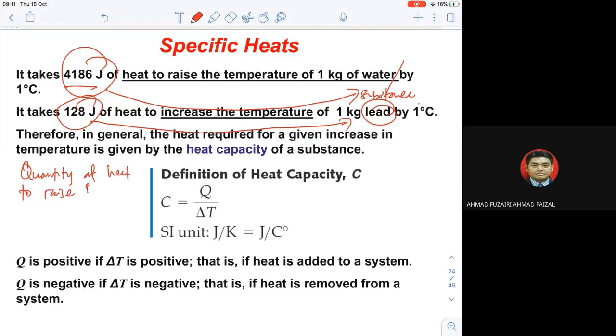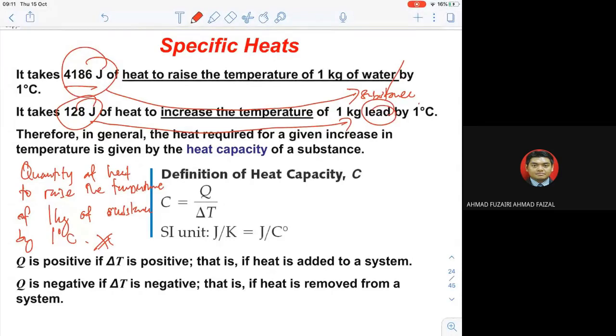to raise the temperature of 1 kilogram of substance by 1 degree Celsius. A quantity of heat required to raise the temperature of 1 kilogram of substance. Substance can be anything.